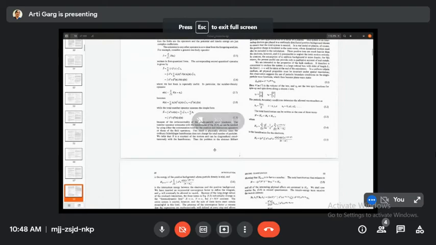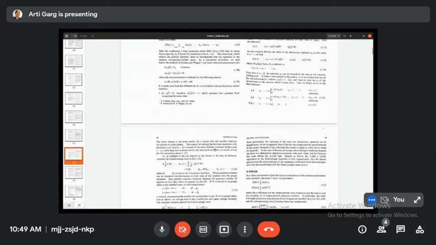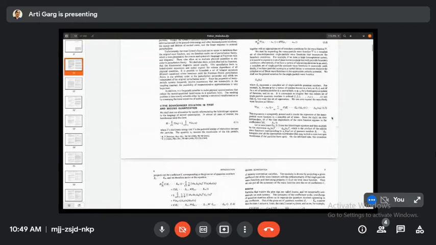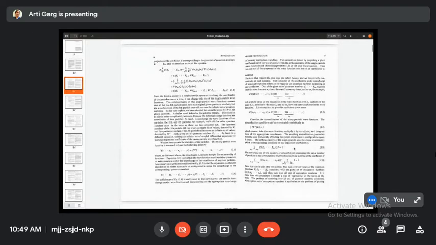Okay. In equations 1.9 and 1.10, on page 7, yes, 1.9. Here we are talking about the orthogonality of the wave functions, right?